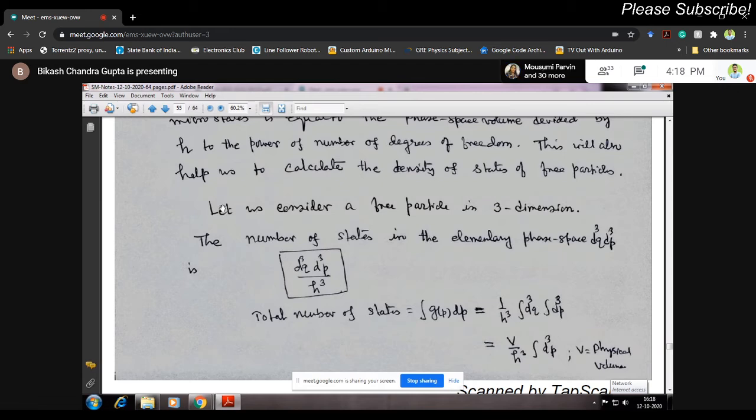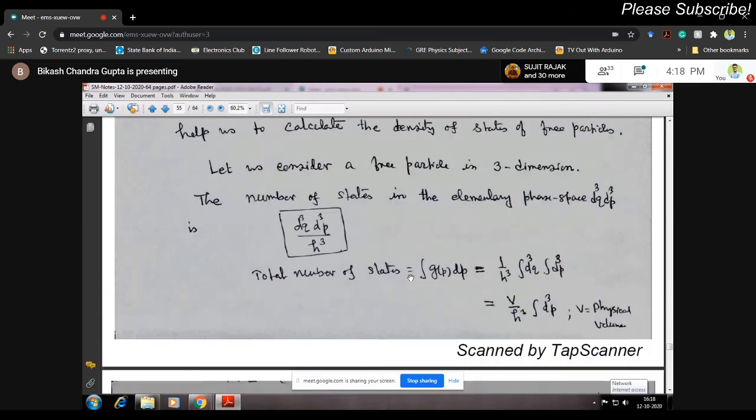I don't remember. Now, for the free particle in 3 dimensions, the number of states in an elementary phase space d cube p is this, right? Because h cube is the fundamental volume for a microstate, an allowed state, for a free particle in 3 dimensions. So the total number of states in the elementary volume in the phase space should be g(p) dp. What? g(p) dp is the number of states in the momentum range from p to p plus dp. So I name this as g(p) dp, okay?